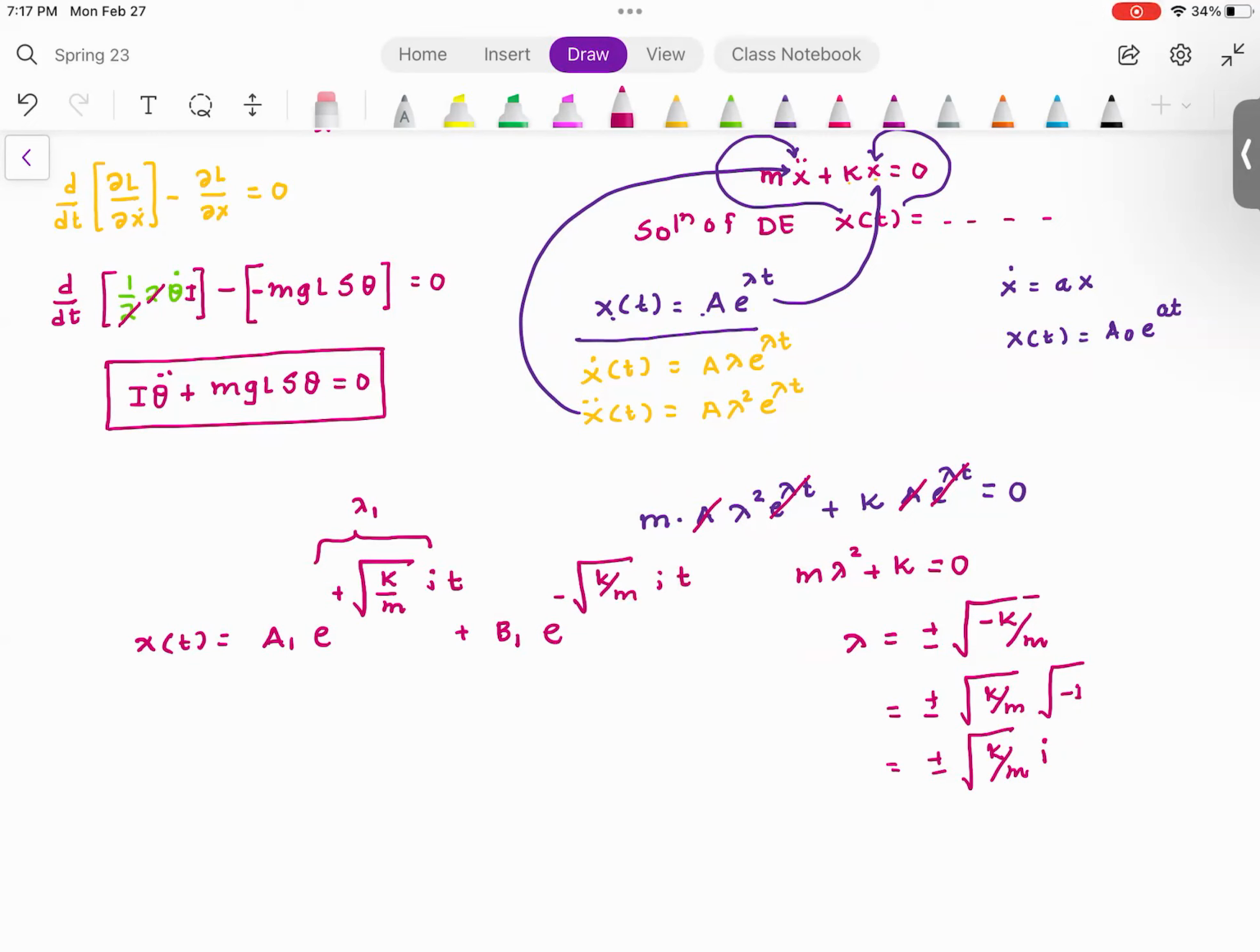Initial differential equation has how many derivatives? 2. So to find the solution, how many times do I have to integrate? 2. It means how many constants of integration am I gonna get? 2. And these are your constants of integration, A and B. So these are your constants of integration or initial conditions.